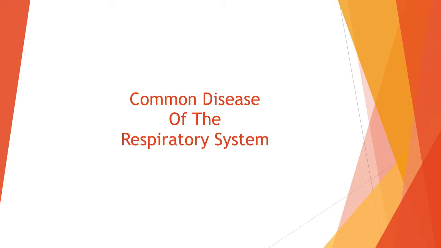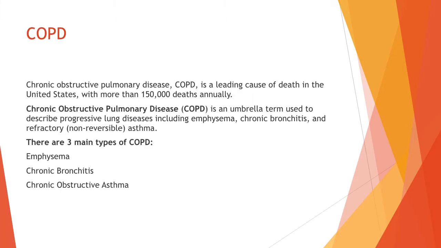Now we're going to speak on the common diseases of the respiratory system. COPD is the most common disease of the pulmonary system, respiratory system. Chronic obstructive pulmonary disease, COPD, is the leading cause of death in the United States with more than 150,000 deaths annually. COPD is the parent description, sidebar. When I state the parent, it just means that it's the primary or it's the general code.